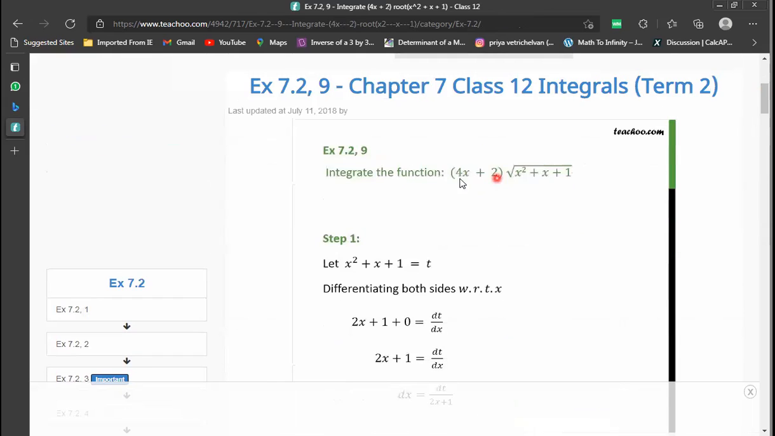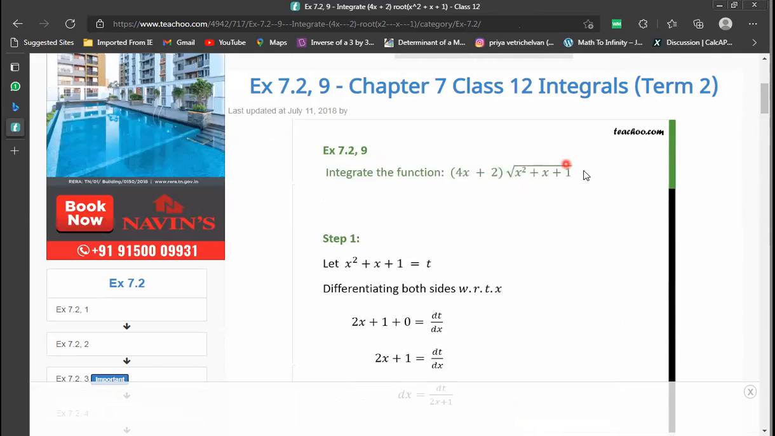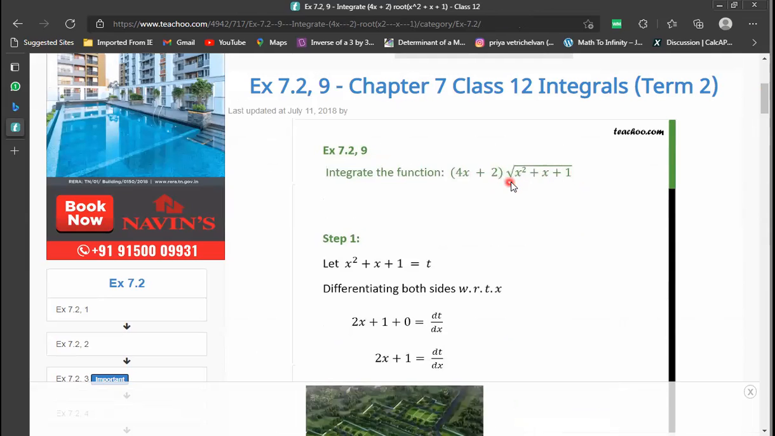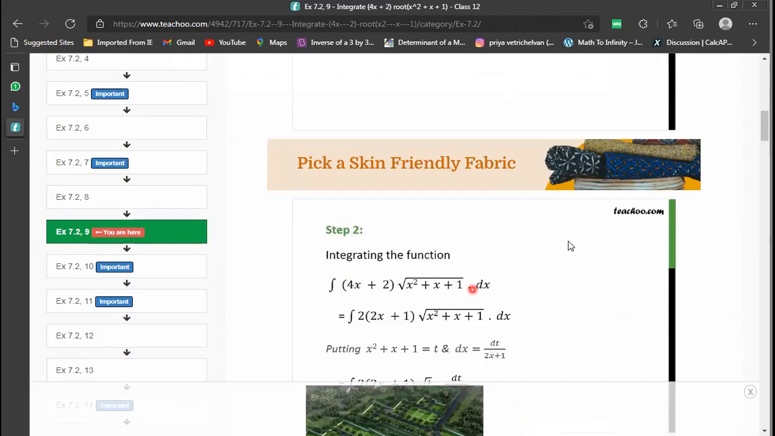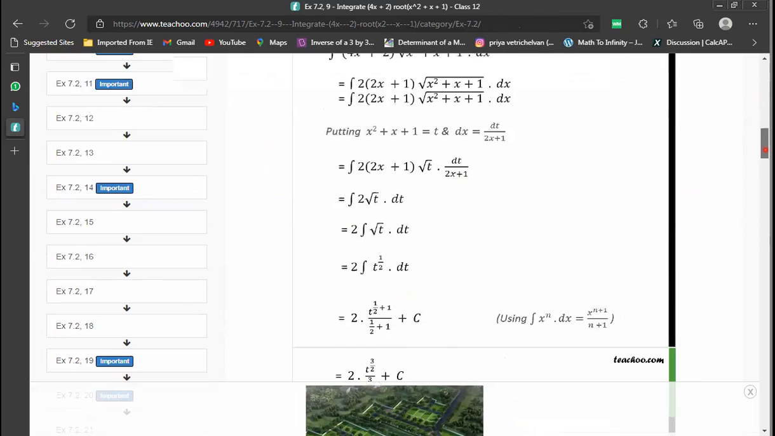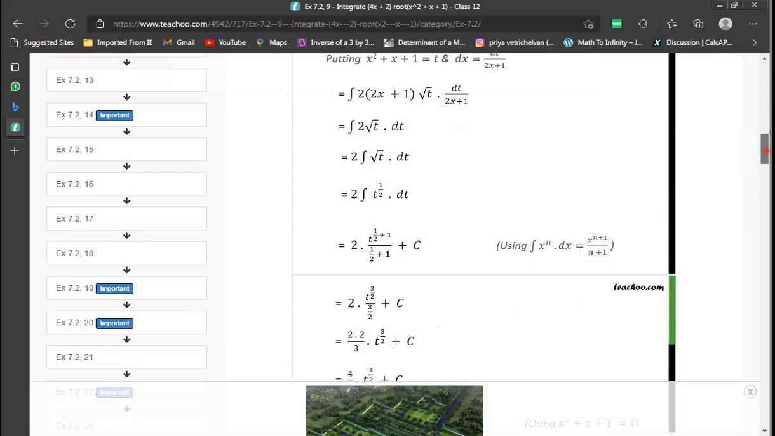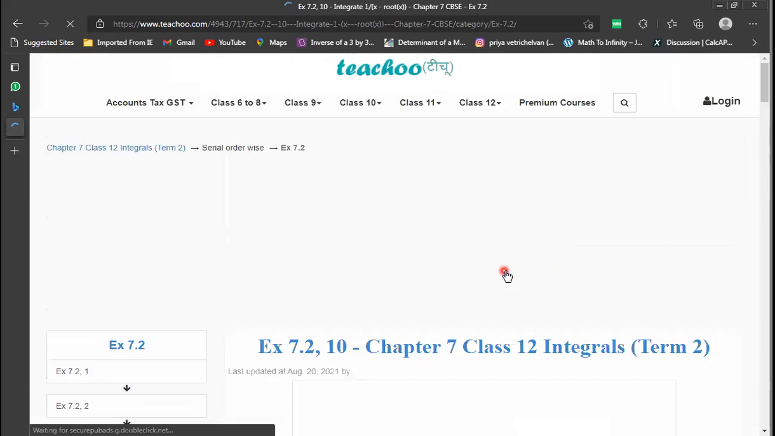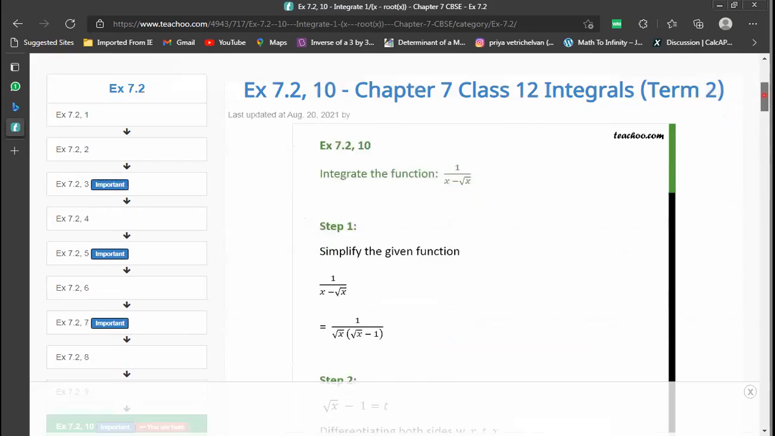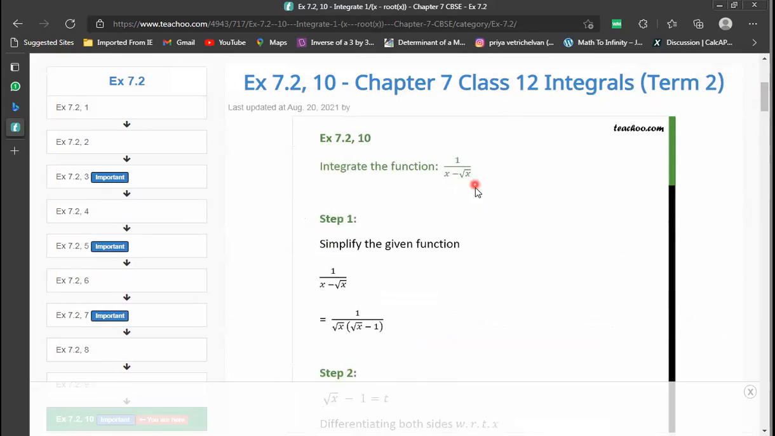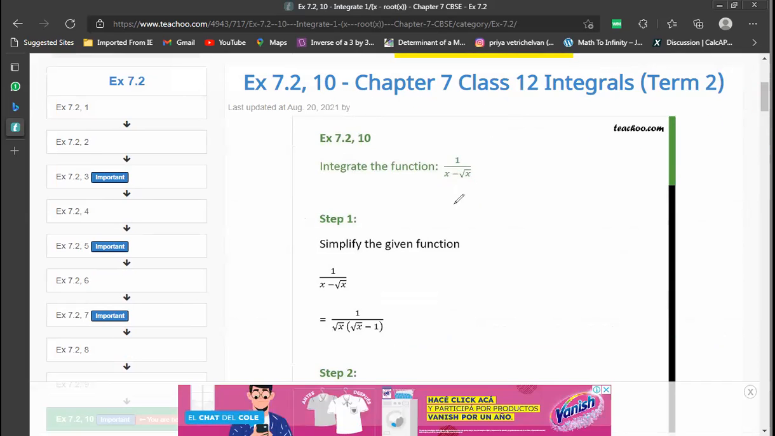In this question, you have an expression and a quadratic equation under the square root. So take the quadratic equation and assign it to a variable t and differentiate both the sides with respect to x. Change them in terms of t. It's very simple. Again, we'll be using the power rule only for the integration. Okay. Question number 10. It's 1 upon x minus square root of x. So here, the trick is to rewrite the question. And x can be written as root x into root x.